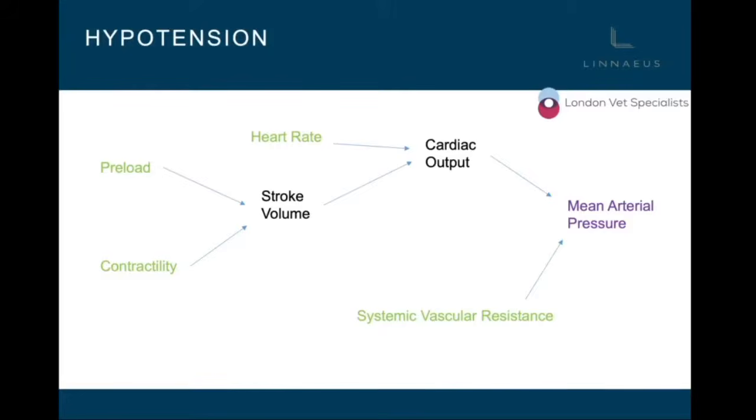I think when you're treating hypotension, it's always really important to have this sort of infographic in your mind, because it gives you a very logical way on how to approach a decrease in mean arterial pressure. The variables highlighted in green are standalone features, whereas the black ones are composed of more than one feature.